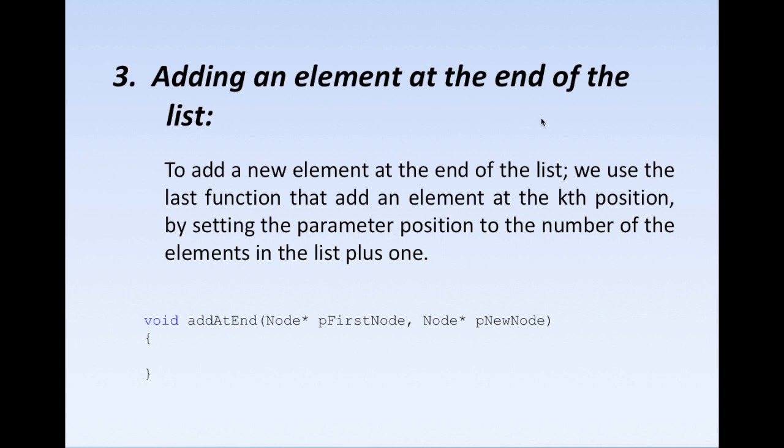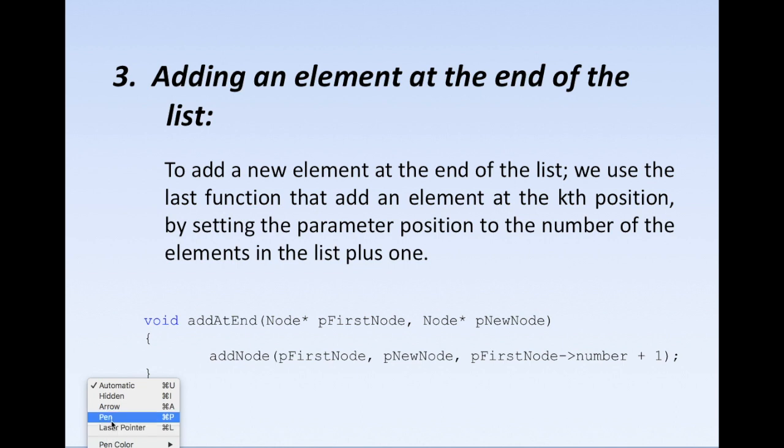So, adding an element at the end of the list, instead of adding it at a given position, now we're going to add it at pfirstNode.number plus 1. In our example, pfirstNode.number, which is the size of the list, was 3. So I want to add it at position 4. The new item is going to be at position 4.